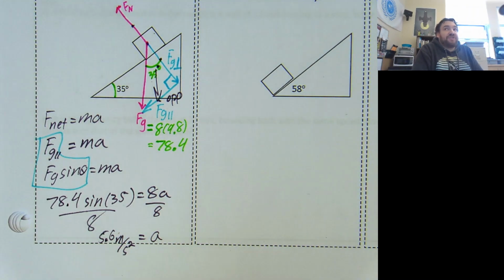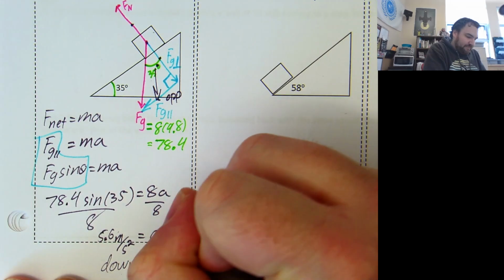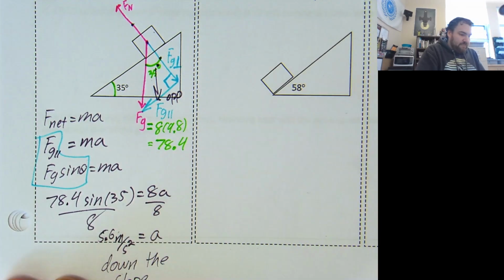And it needs a direction. What's the direction now? The direction is weird, but we can use the objects in the picture to give us the direction. If you had to describe which way the block was accelerating, what would you say? Sort of. You don't have to get quite that exact. Down the slope. You bet.